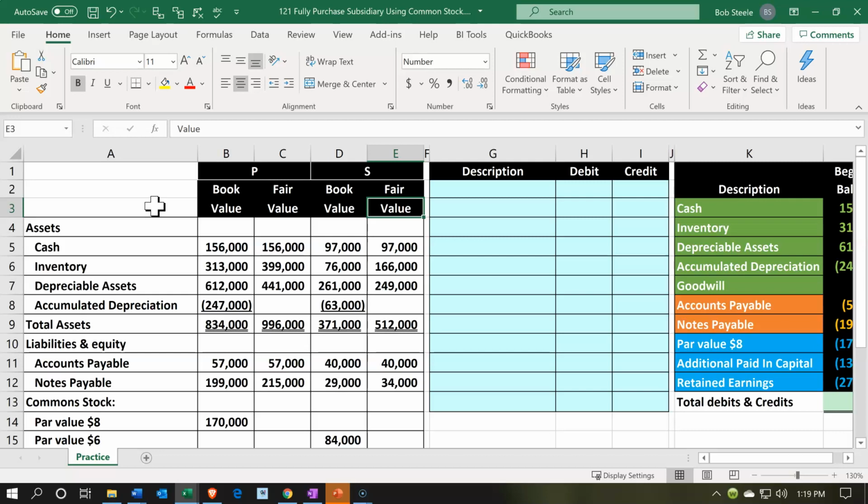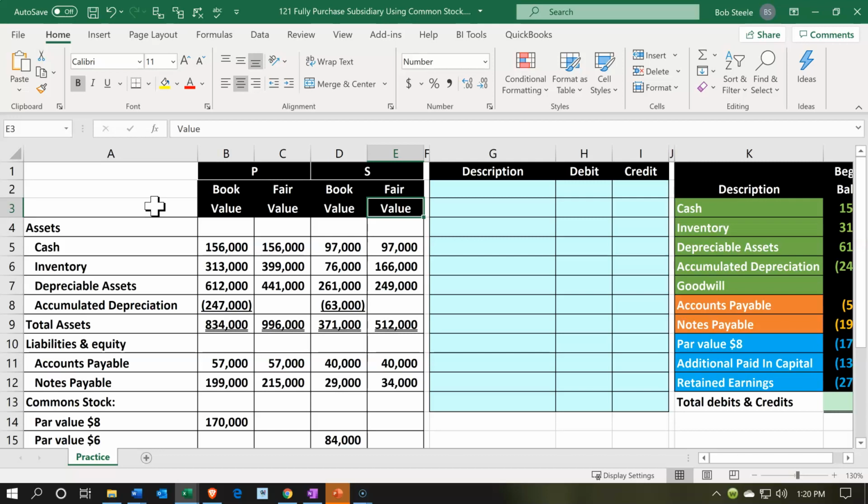Because we're going to record this transaction for P, P is purchasing S, just like a market transaction. They'd want to say, okay, what does S have? Well, we have assets and liabilities here, and we want to know not just the book value, but to revalue them to the fair value in a market type of transaction. So we've got to revalue them to the fair value, and then we're going to record them for P basically on the fair value method.